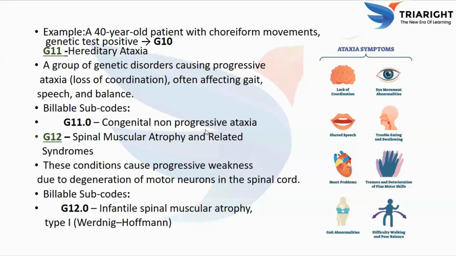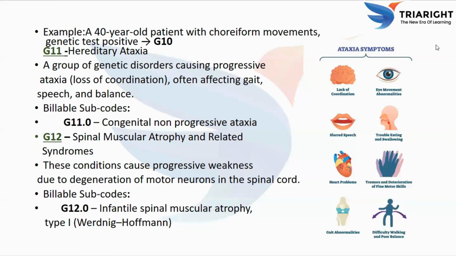Okay. For example, when you take a 40-year-old patient, he developed choreiform movements, like dance-like uncontrolled movements, and also a positive genetic test. So you have to assign the code G10 as well as G11.